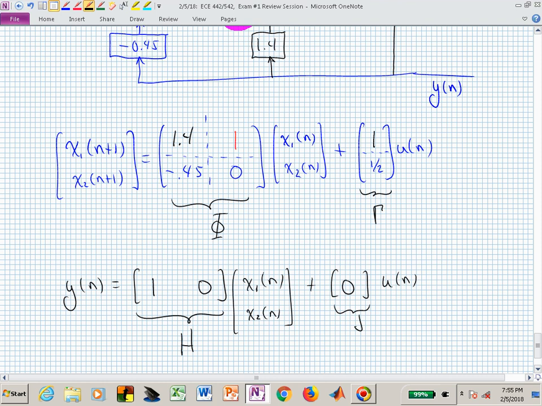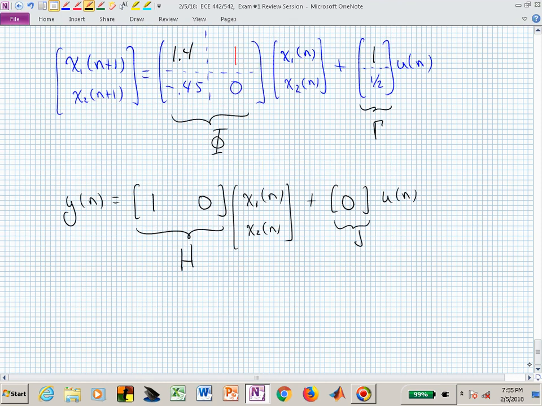I started with the difference equation on a Friday night, and I now have a block diagram. And it's Sunday. I had a great weekend.